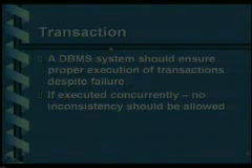A DBMS should ensure proper execution of transactions despite failure. Now a transaction is to be done completely, or not at all. If executed concurrently, no inconsistency should be allowed. If we are allowing two transactions to occur simultaneously, and they are accessing the same data, there should be ways of controlling it. That is what concurrency control is all about. Transaction commit and rollback. What do we mean by this?